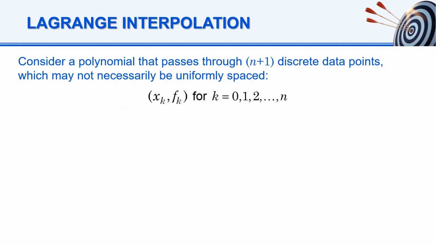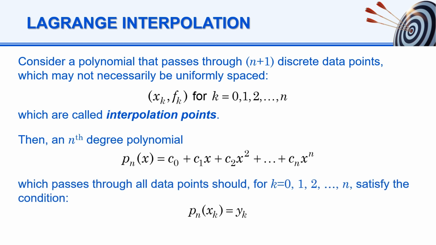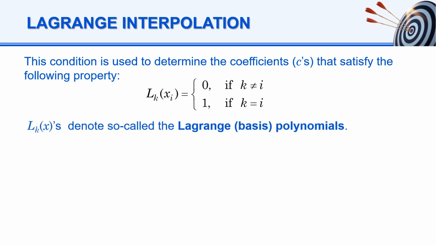Consider a polynomial that passes through n+1 discrete data points, which may not necessarily be uniformly spaced, which are called interpolation points. Then, an nth-degree polynomial, such as this one, which passes through all data points, should satisfy the condition for k equals 0 through n. This condition is used to determine the coefficients, c's, that satisfy the following property. L_k(x)'s denote the so-called Lagrange basis polynomials.